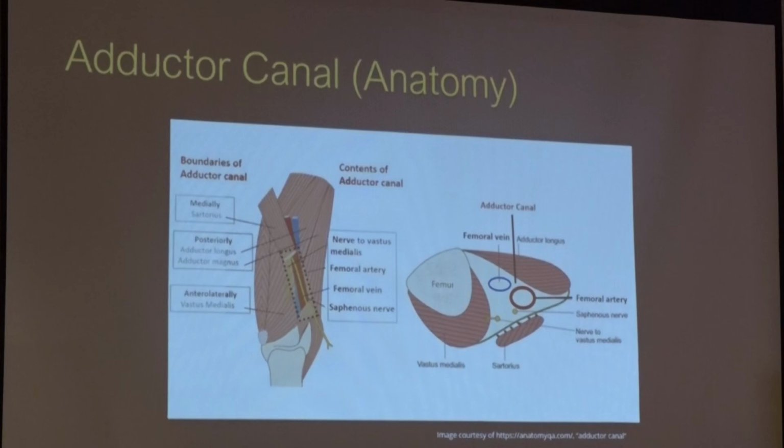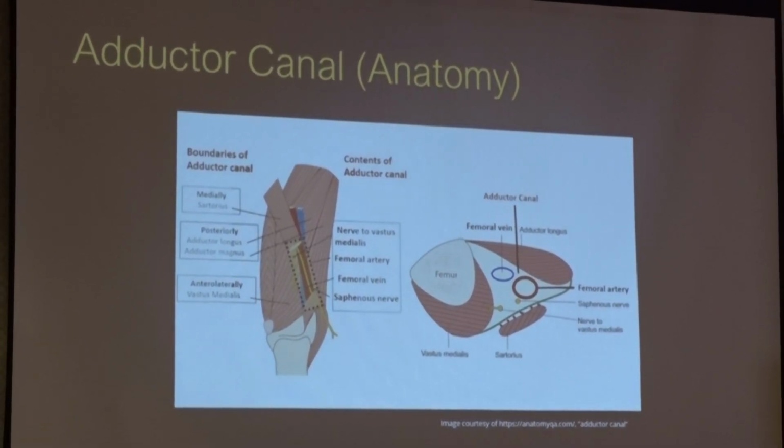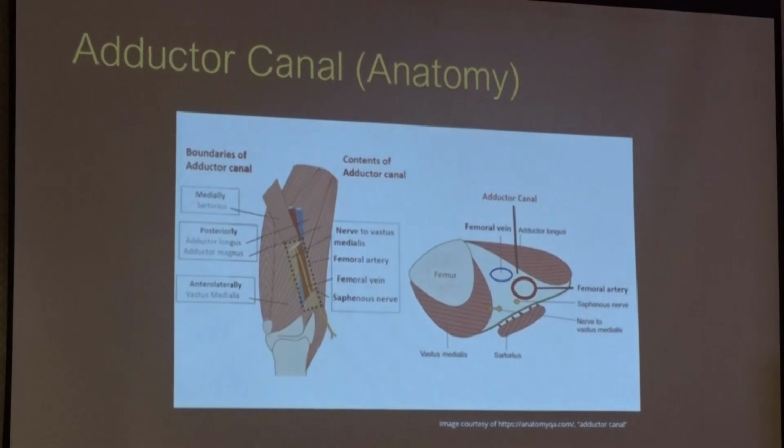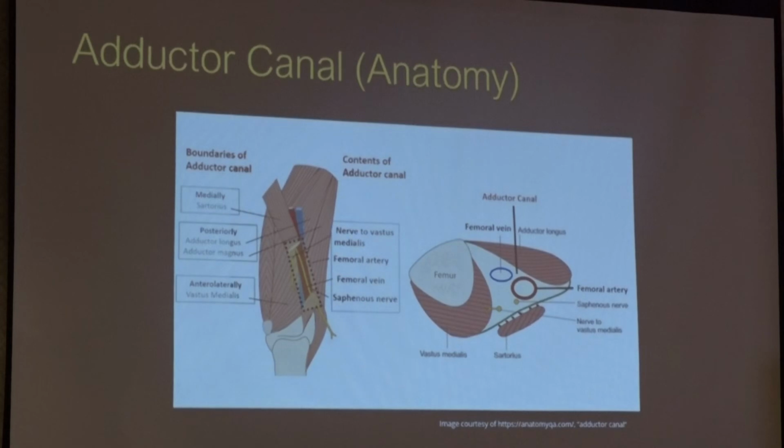So anatomy. The borders of the adductor canal, you look at it, medially is the sartorius muscle. Posteriorly is the adductor longus or adductor magnus, depending on where, the more distal it will be the adductor magnus. Anterolaterally will be the vastus medialis. And you can see it contains the nerve to the vastus medialis, femoral artery, femoral vein, and the saphenous nerve. And you look at this here, it's actually inverted.